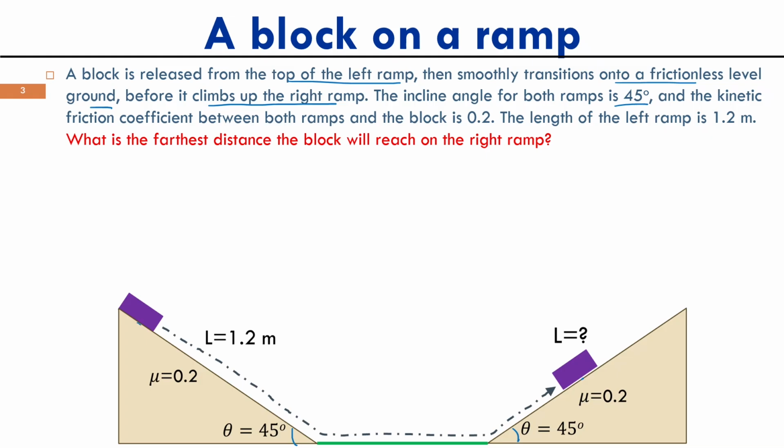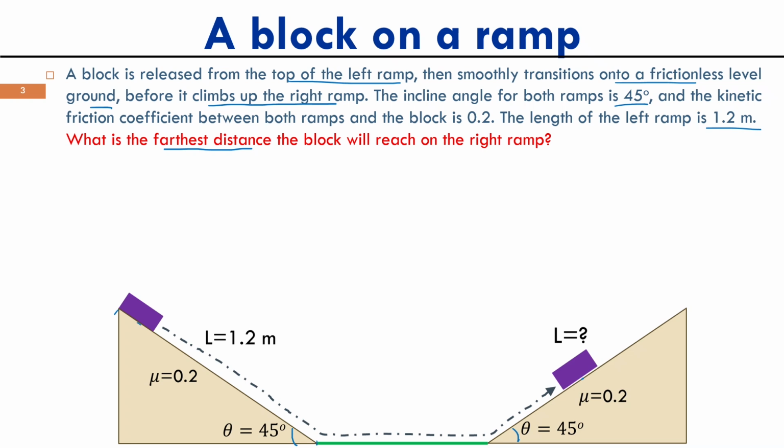The question also says the length of the left ramp is 1.2 meters, so the total length from here to here is 1.2. And the question asks, what is the furthest distance the block will reach on the right ramp? In other words, how far is the block going to climb on the right ramp? Because it's asking for distance, clearly it is related to kinematics. So let's review the motion.